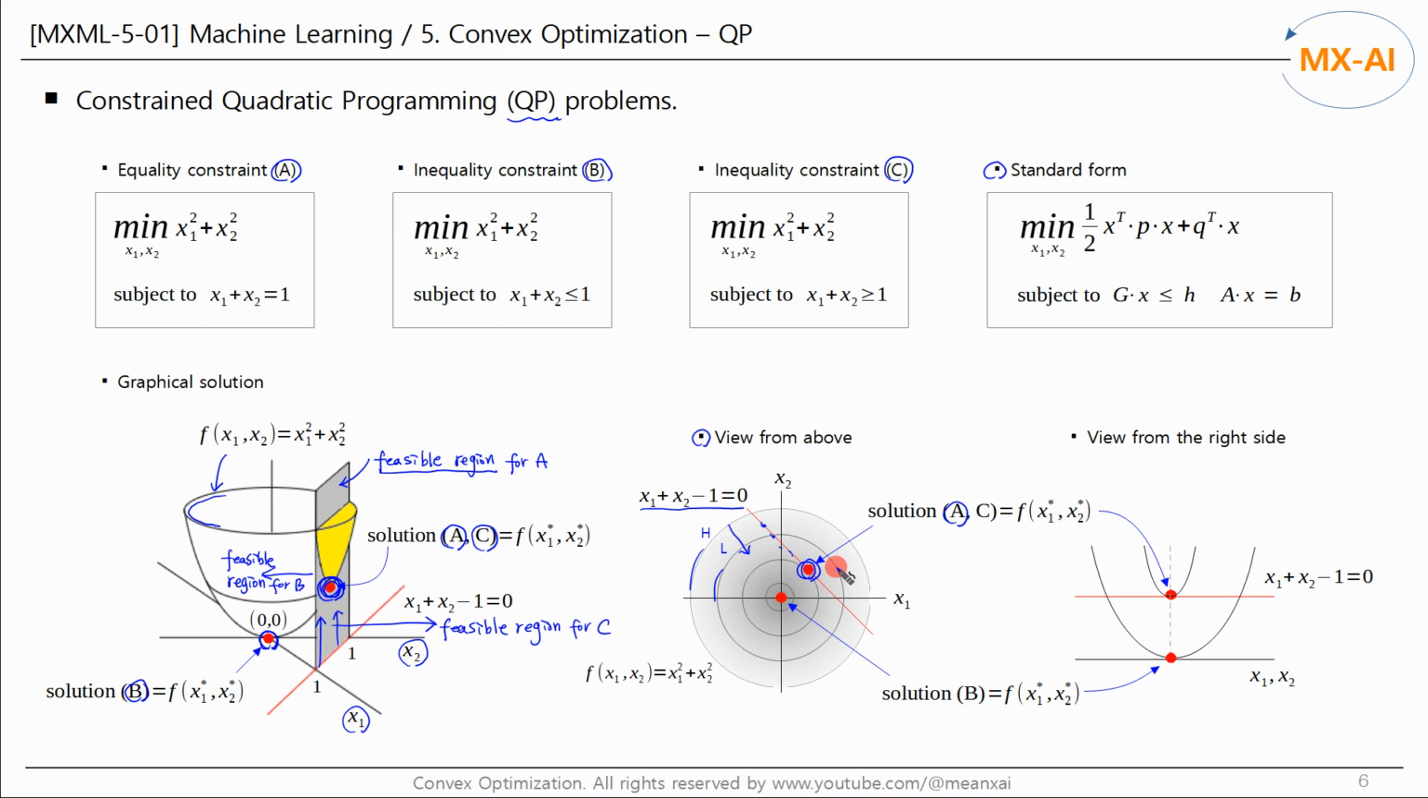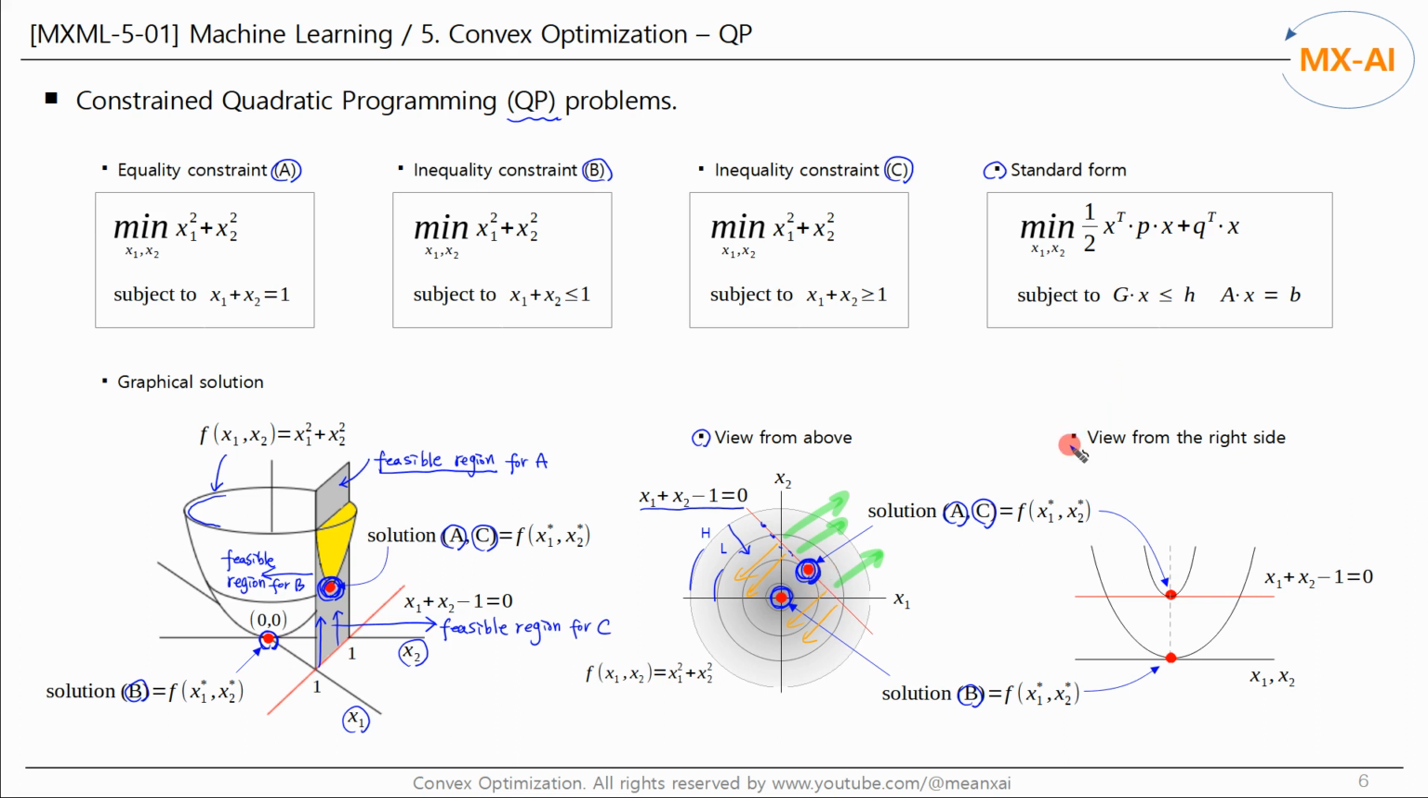The solution to the second optimization problem, B, is at this point. This is because the area to the left of the red straight line is the feasible region for B. And the lowest contour in this region is at this point. The solution to the third optimization problem, C, is also at this point. This is because the area to the right of the red straight line is the feasible region for C. And the lowest contour in this region is at this point.